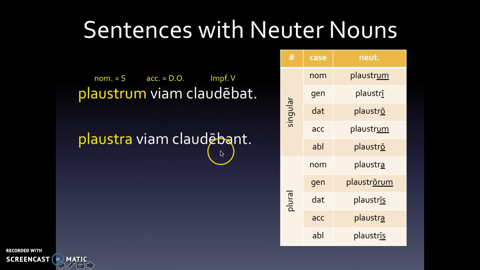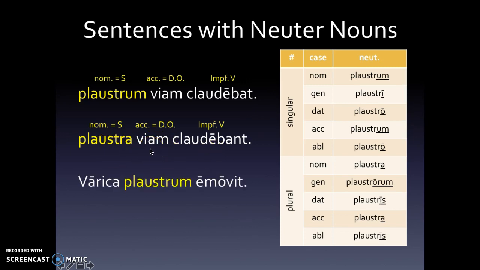Here we have plaustra viam claudebant. If you saw this sentence by itself, you would probably think that this was a first declension feminine nominative singular. That would be a good guess, except our verb is plural. You can't have a singular subject with a plural verb, but then you realize that it's actually down here. It's a neuter noun, and it's plaustra. Well, what about this plaustra down here? Again, we already have a definite direct object, forcing this into the subject option. So now the wagons were blocking the street.